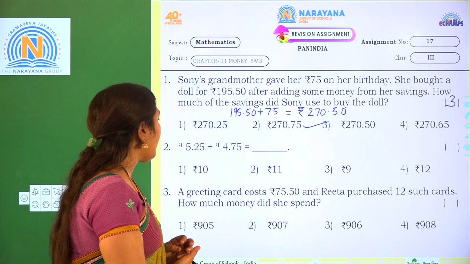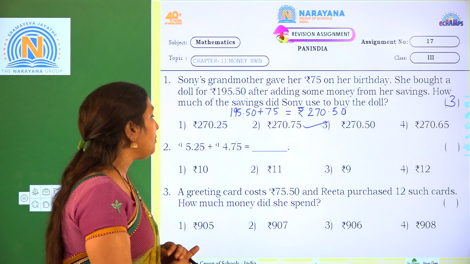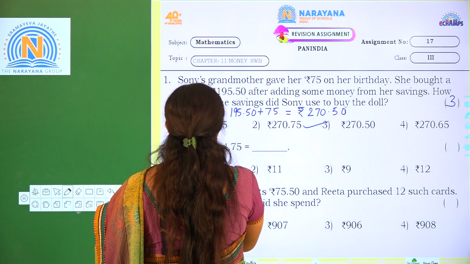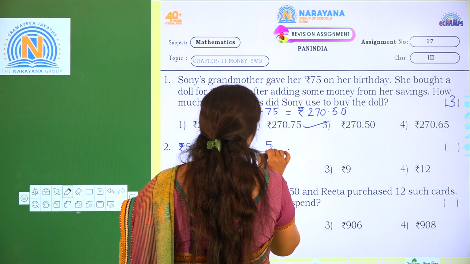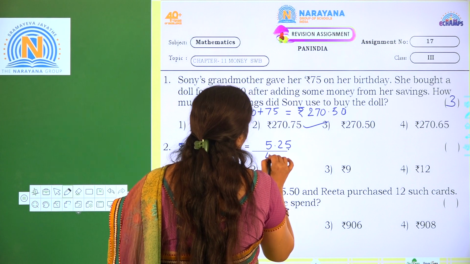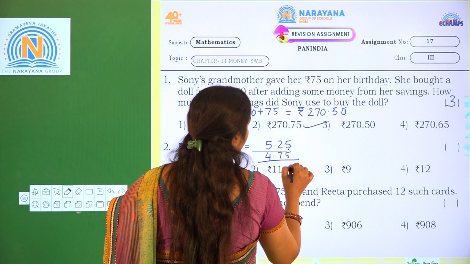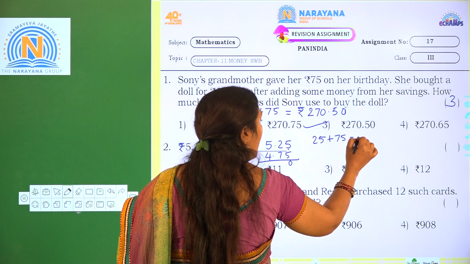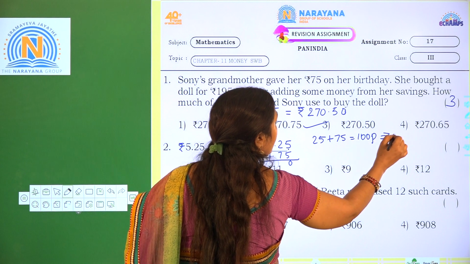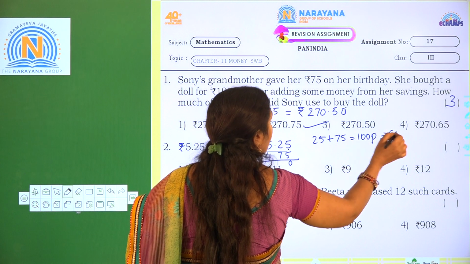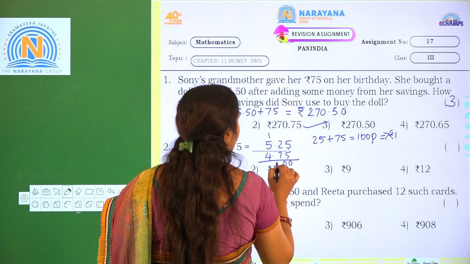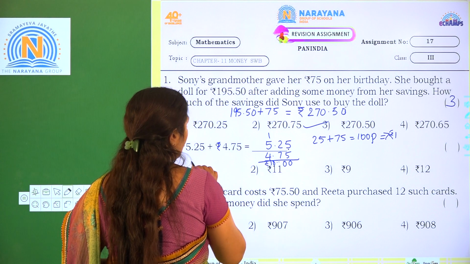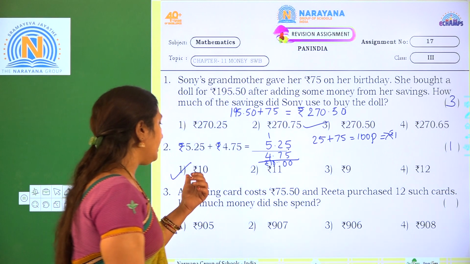Next one. ₹5.25 plus ₹4.75. How much will we get, children? So here, 5.25 and 4.75. 25 paise plus 75 paise equals 100 paise, children. 100 paise equals 1 rupee. So keep the 0 here and carry the 1. 1 plus 5 plus 4 is 10. So 10 rupees, which is the correct option. Option 1.